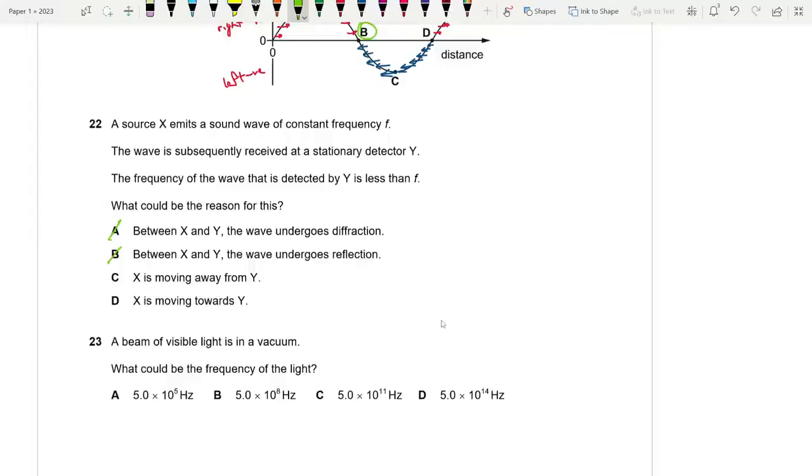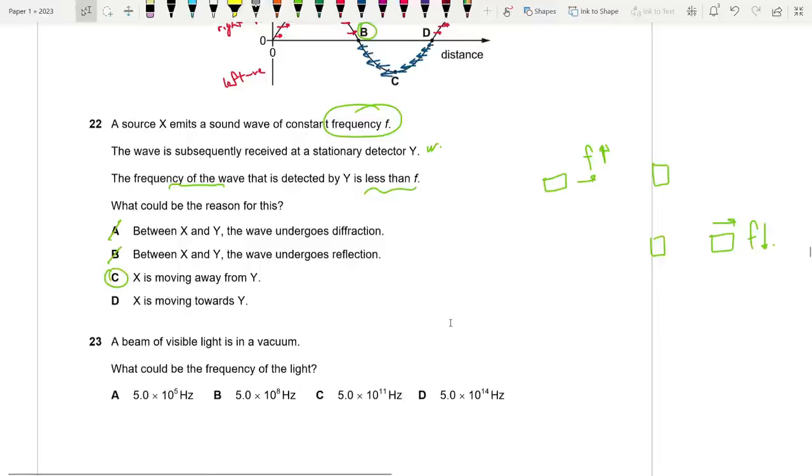So if you move towards a stationary observer, the observed frequency is greater than the actual one. But here we are seeing that the observed frequency of the wave is less than the source frequency. So when is that possible? When an object moves towards a stationary observer, frequency increases, and when an object goes away from a stationary observer, frequency decreases. So we can say that it is actually moving away from the observer because the frequency has decreased.